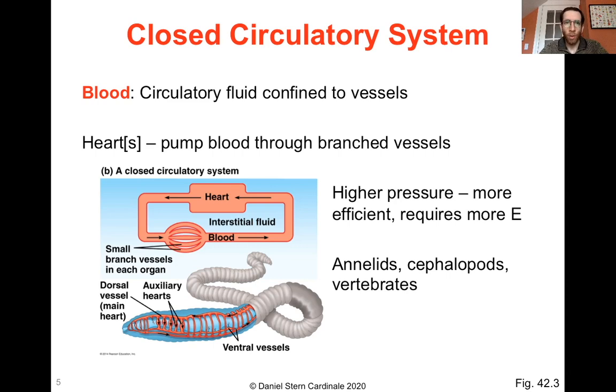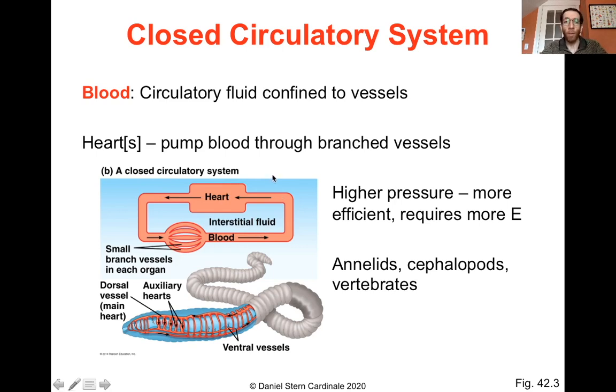The second type of circulatory system is a closed circulatory system. This is where a fluid called blood is confined to specific blood vessels through its entire circuit around the body. So in this case, we have one or more hearts that pump blood through a network of branching vessels. And you can see that in the schematic right here, where we have a heart, we have vessels leading away from the heart, we have vessels that branch as it goes through all of the tissues in the body, and then they come back together and bring that blood back to the heart. So the blood is a different fluid from the interstitial fluid, and it is confined to those vessels for its entire circuit through the body.